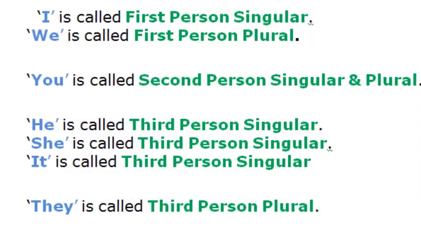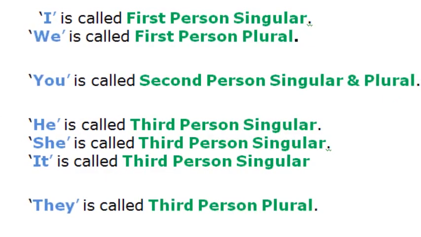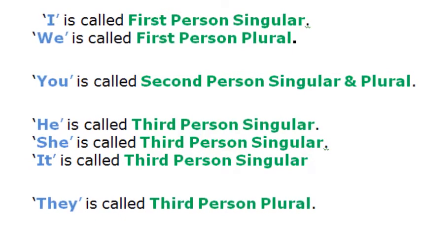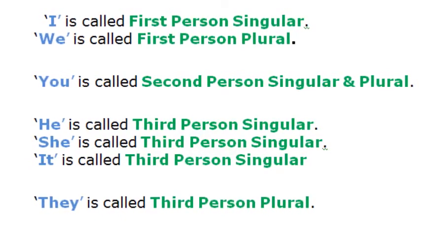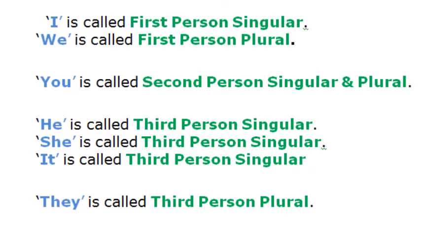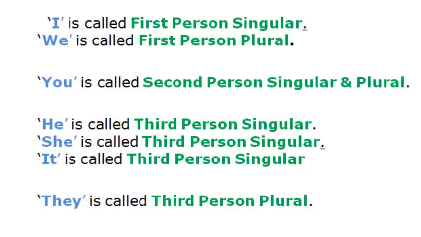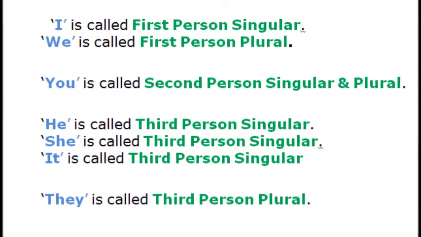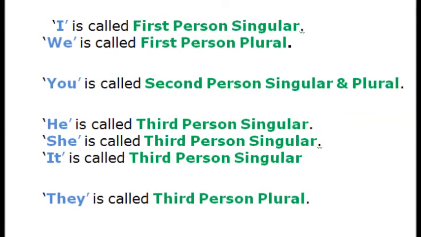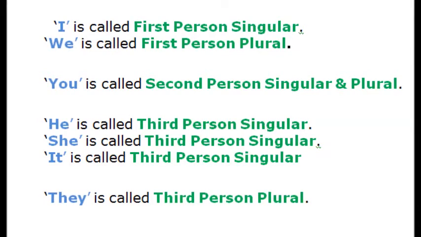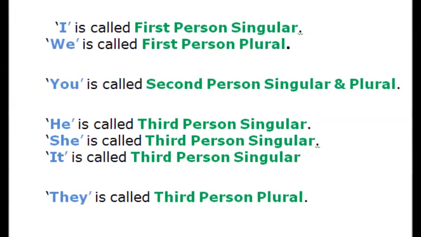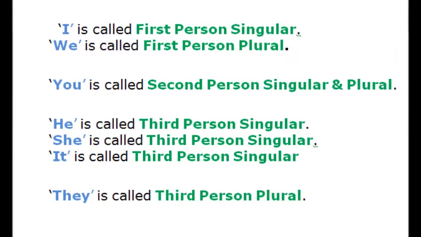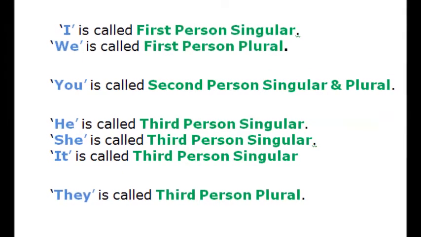I is called the first person singular. We is called first person plural. You is second person singular and plural as well. He, she, it are third person singulars. They is called third person plural.